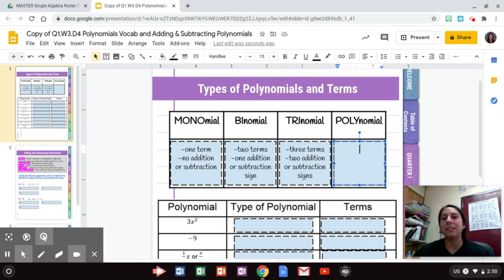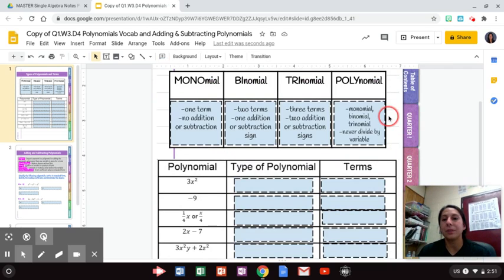Okay, and then lastly, we have something called a polynomial. Polynomials are all of these, a monomial, binomial, or trinomial. It could have all the separate terms and it can have multiplication in between. You are never dividing by a variable, okay?